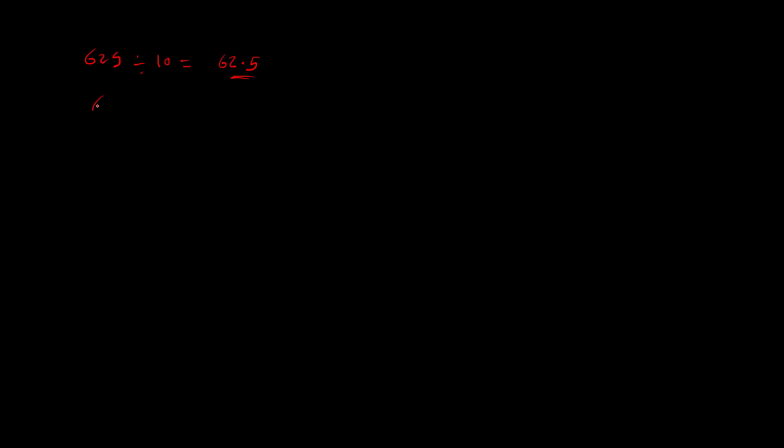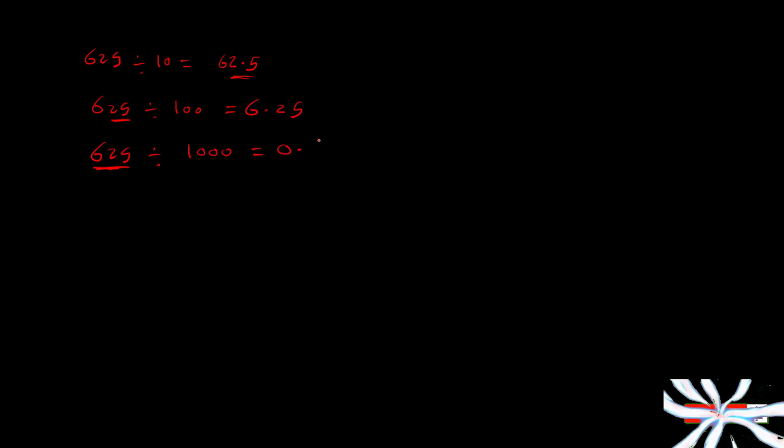If we have the same number, 625 divided by 100, we will insert the point after 2 digits from the right, after 5 and 2, so the quotient will be 6.25. If we have the same number, 625 divided by 1000, we will insert the point after 3 digits from the right, so it will be 0.625. So we'll write 0 here in the integral part.